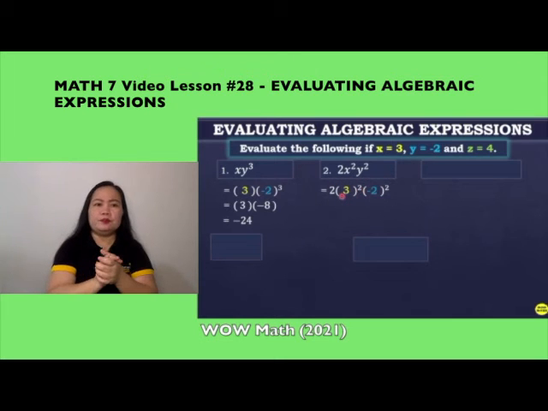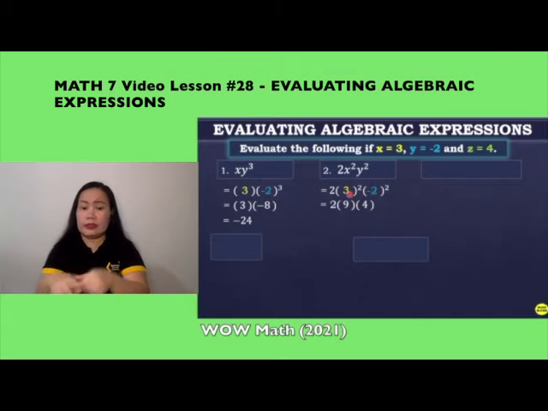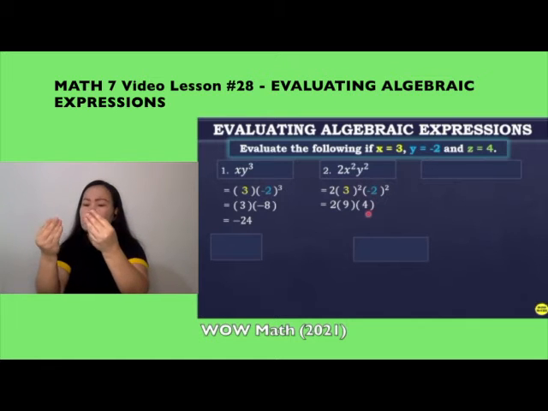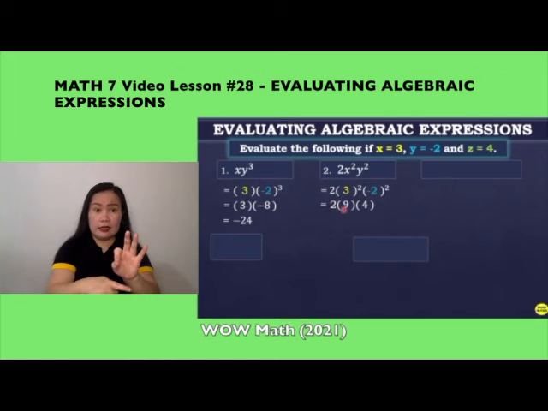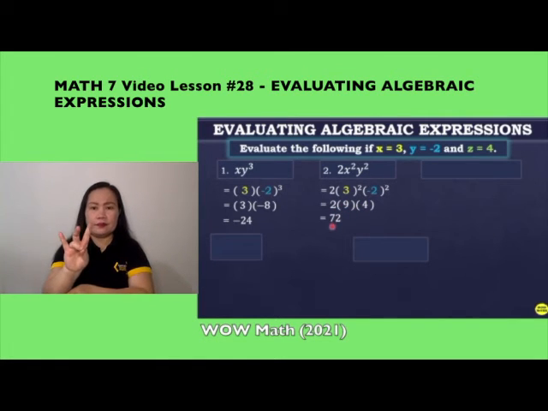doon. So, copy mo muna si 2. Simplify mo to, 3 squared is 9. Dalawang 3 daw, 3 times 3, 9. And then, dalawang negative 2 times negative 2, positive 4. So, ganun po muna. And then, i-times na natin. 2 times 9, 18. 18 times 4, that is 72.